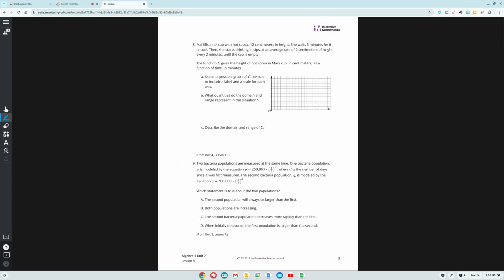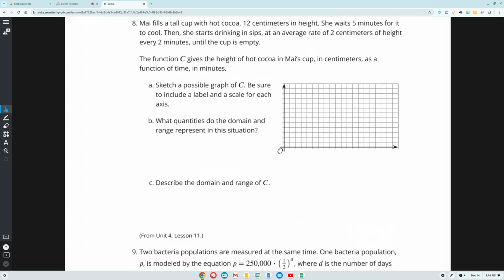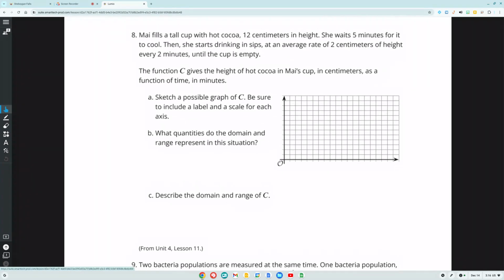8, Mai fills a tall cup with hot cocoa, 12 centimeters in height. She waits 5 minutes for it to cool, then she starts drinking in sips at an average rate of 2 centimeters of height every 2 minutes until the cup is empty. The function C gives the height of hot cocoa in Mai's cup in centimeters as a function of time in minutes. Sketch a possible graph of C. Be sure to include a label and a scale for each axis.